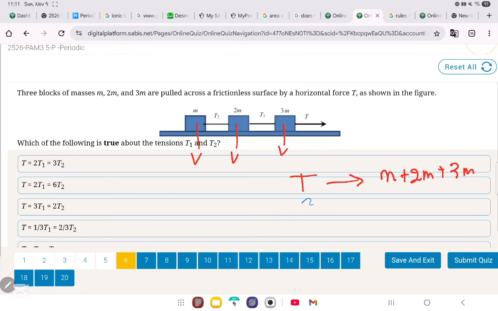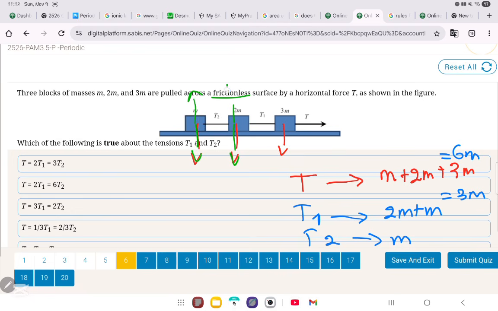And then tension 1 pulls only 2M plus M. So in total this is 3M, while T pulls a total of 6M. And then tension 2 pulls only M. This is very important to pay attention to. Now we know it's a frictionless surface, so we have the weight and the normal push, they will counteract each other. So that means sigma Fy equals 0.